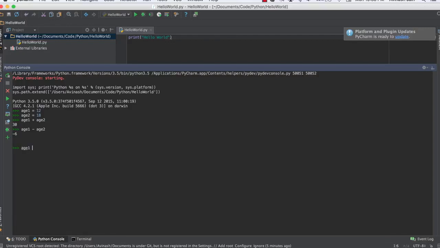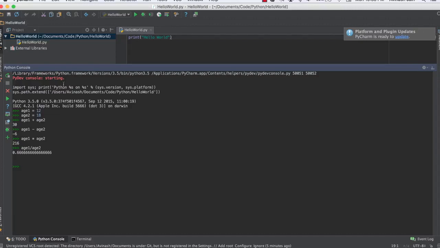We have multiplication. And for multiplication, instead of our normal x, which we denote as times, we'll be using the asterisk. The asterisk is Shift 8 on your keyboard. That's what normally denotes multiplication in most programming languages. So age 1 into age 2, that gets us 216. Let's go ahead and say age 1 divided by age 2. That gives us 0.66. And again, the divide is the forward slash.